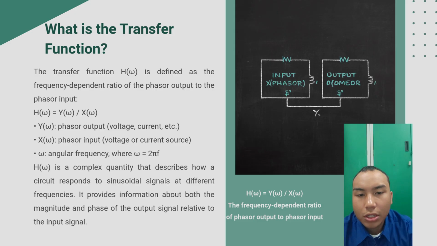H(ω) is a complex quantity that describes how a circuit responds to sinusoidal signals at different frequencies. It provides information about both the magnitude and phase of the output signal relative to the input signal.